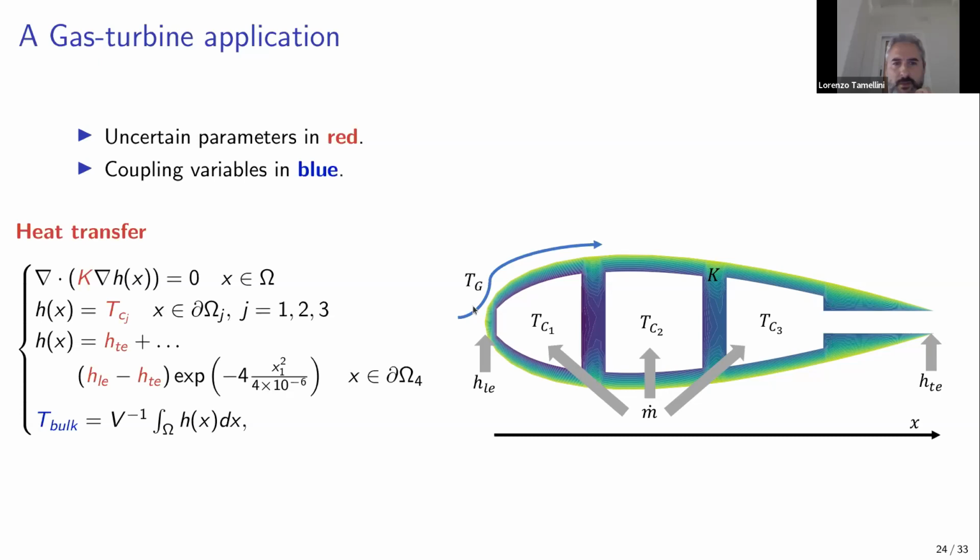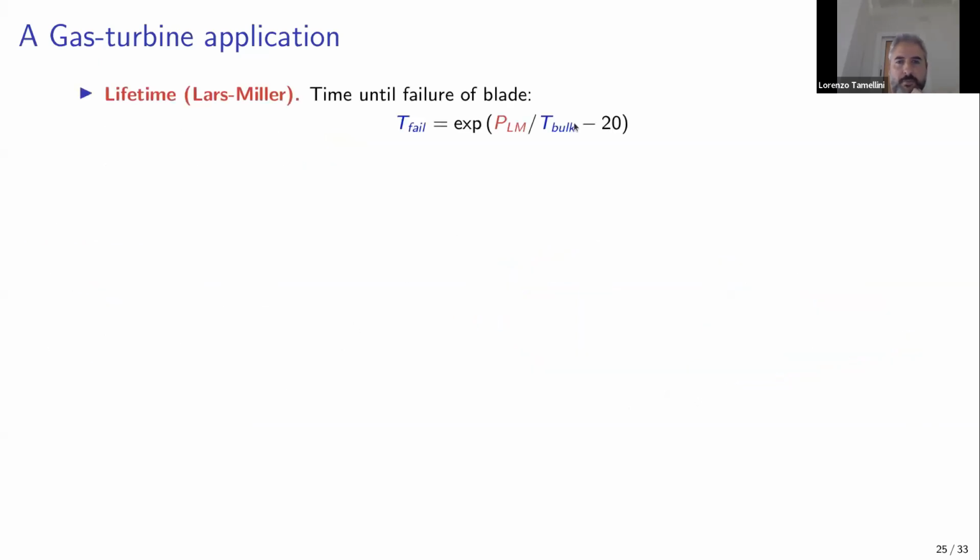And this model depends on a bunch of uncertain parameters: the heat transfer coefficient of the metal, the heat diffusion of the coolant fluids, the heat here at the top and the heat here at the bottom of the blade. And all we care about is actually the bulk temperature of the blade. So the output of this model is the bulk temperature of the blade, which then gets input into a lifetime model for the turbine, that is, the time until the blade fails.